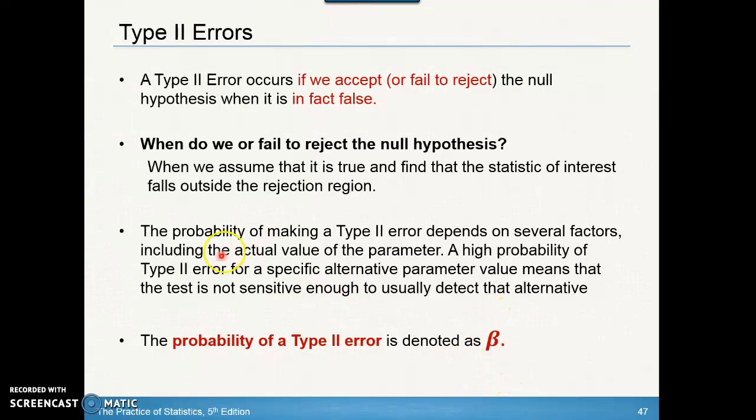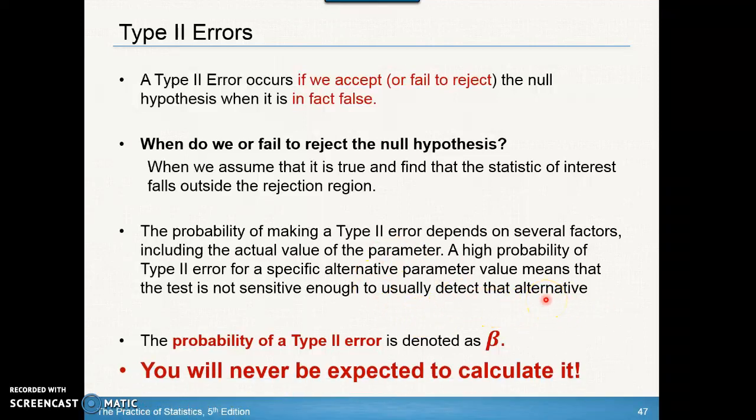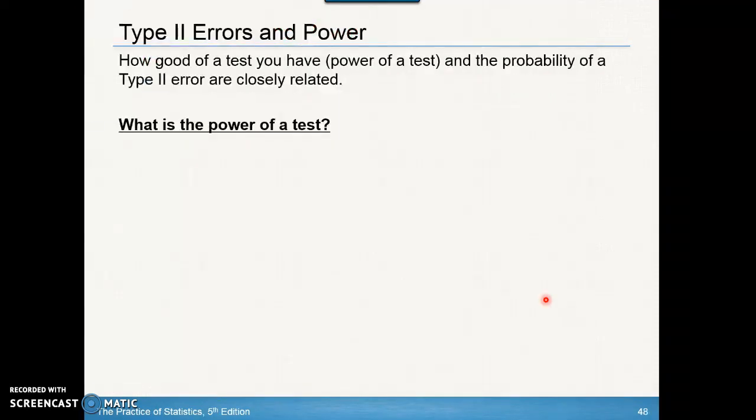And we won't have to actually calculate the probability of a type 2 error other than a simple calculation, but I just want you to understand that a type 2 error is when we're failing to reject the null. So it's basically like saying we don't have enough evidence to reject it, but our test is not sensitive enough. I didn't take a good enough sample or whatever to detect that the alternative is actually true. You'll never be expected to calculate it other than doing a simple subtraction problem. And we'll actually go over the power of the test in the last video for this long section.